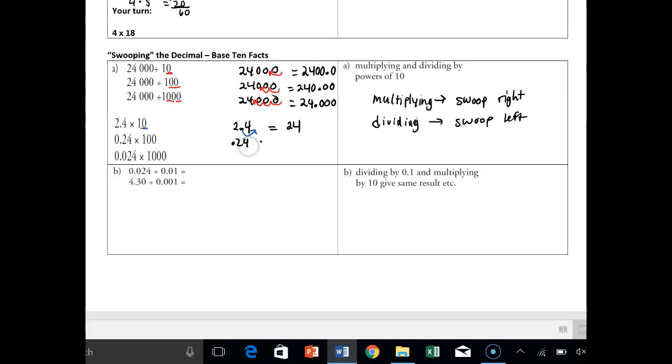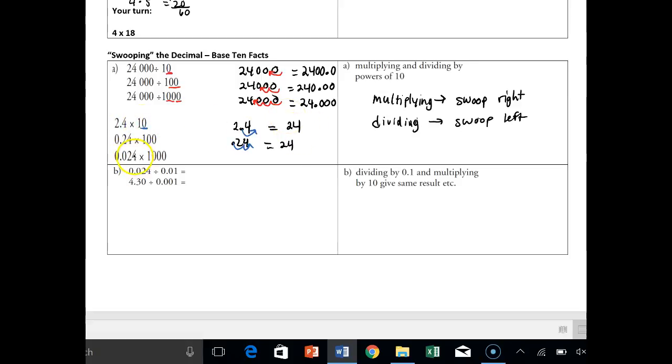0.24 times 100. Notice how the decimal changed, right? It moved in front of the 2 once, twice. So 0.24 times 100 also equals 24. Think about why that's the case, right? When we multiplied 2.4, we were just multiplying it by 10, right? When we multiplied 0.24, we're multiplying by 100. This 4 is in the hundredths spot, so multiplying by 100, we'll bump it to the ones spot. This 4 is in the tenths spot, so multiplying by 10, we'll bump it to the ones spot, right?